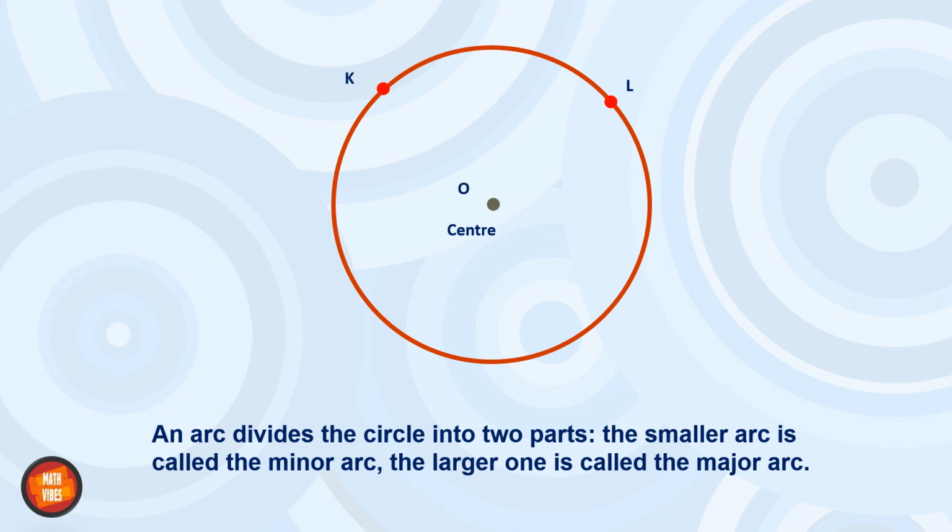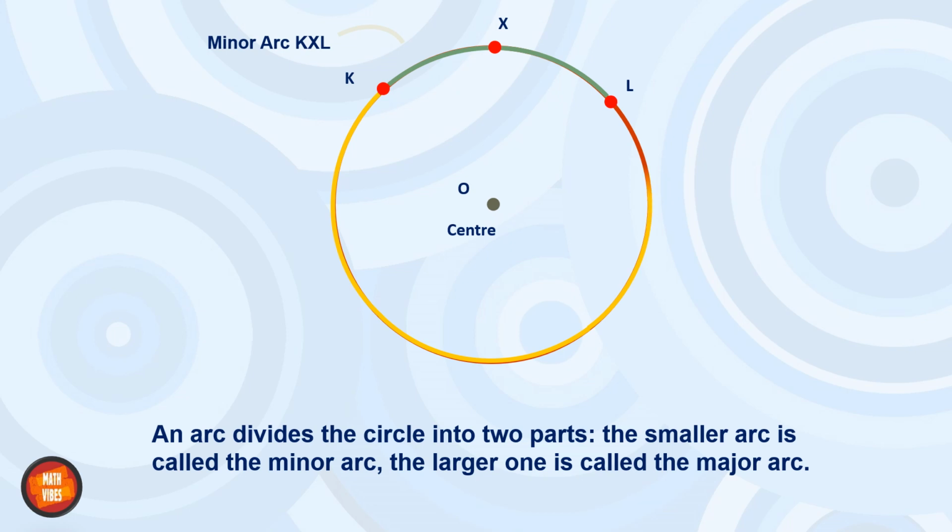Now next, an arc divides a circle into two parts. If you observe carefully, when I have drawn this arc, which has turned green now, arc KL, there are two parts of this circle. One is the green part and one is the red part. So an arc divides a circle into two parts. The smaller arc, this smaller arc which is KXL, is called the minor arc. The one that is smaller will be minor, and the one that is bigger will be the major arc.